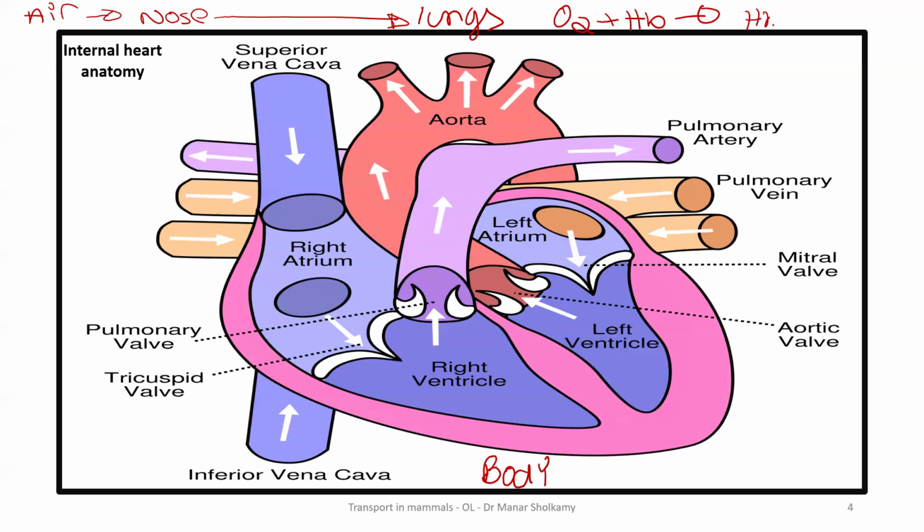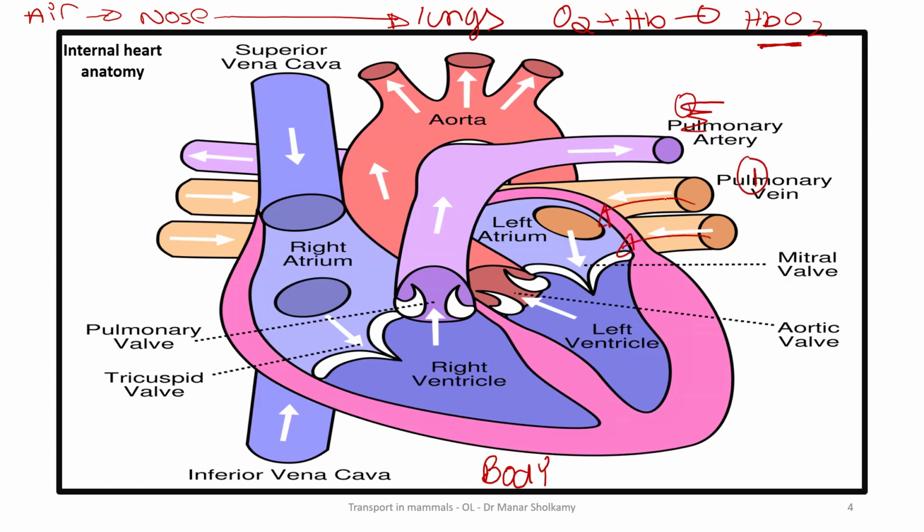Oxyhemoglobin. Exactly, oxyhemoglobin. Now, this is the oxygenated blood that I want pumped to the whole body. Who will pump it? The heart. It will go to the heart first so that it can be pumped. It will enter the heart from the pulmonary vein.